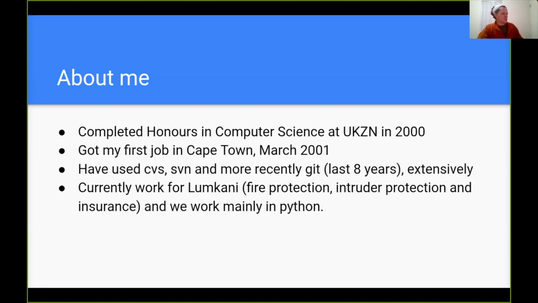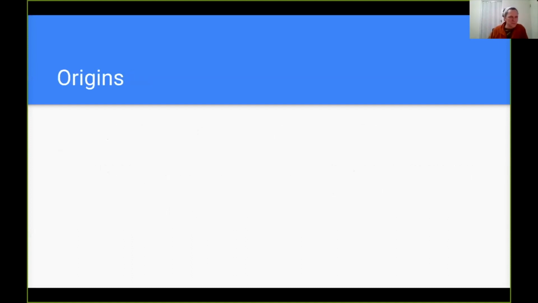I currently work for a company called Zumkani. We do fire protection, intruder protection, and insurance for them, and I work mainly in Python. A little bit of background on that score: I've been almost 20 years in Java, and 8 months in Python. Anyway, now we're going to go into the origins of Git.